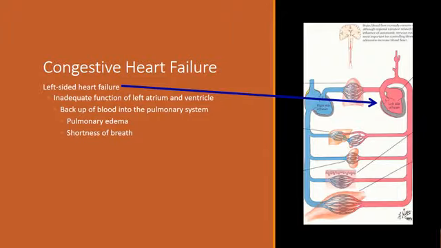So looking at left-sided heart failure, essentially what we have is inadequate function, primarily involving the ventricle, but it could also be the atrium of the left side of the heart. And because the left side of the heart can't expel the blood, we get backing up of the blood into the system that fills that side of the heart, which would be the pulmonary system. So one of the things that we tend to see with left-sided heart failure is pulmonary edema. We can also see shortness of breath as well, because once again the left ventricle provides the driving force to deliver blood to the rest of the body, and so if we're not able to meet those metabolic demands, then we can have shortness of breath, especially with exertion.